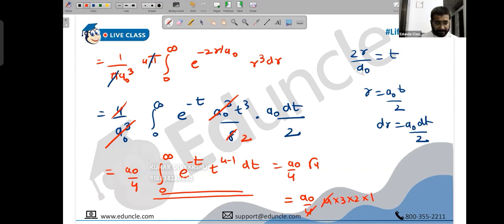Gamma 4 is 3 factorial, since gamma n is n minus 1 factorial, right? So this is actually a naught by 4, and you write 3 factorial, that's 3 into 2. So 2 ones are 2, twos are... Our expectation value is 3 a naught by 2. Expectation value is 3 a naught by 2. Make a note, please. The probability is maximum at this distance, at 3 a naught by 2. Make a note, please. That's correct.